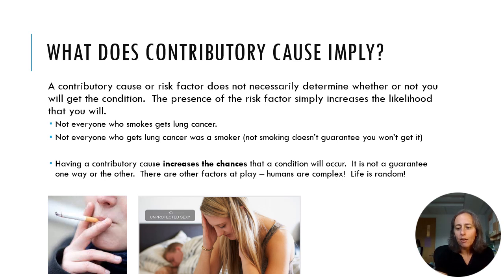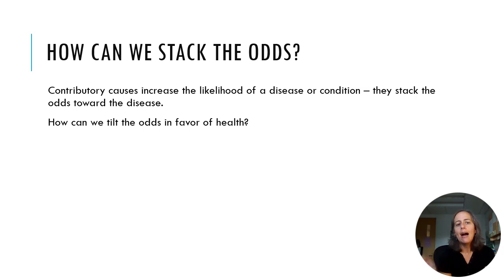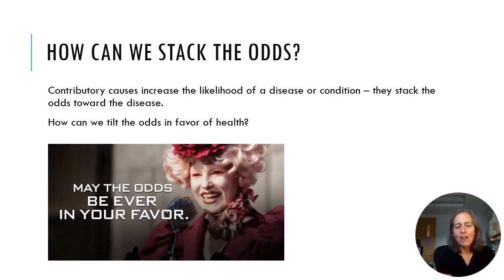So in public health, we want to understand what these contributory causes are, so then we can start to think about how we can stack the odds. If the contributory causes increase the likelihood of a condition, how can we then tilt the odds in favor of health? And so that's what the next section is about, which is figuring out what our recommendations are going to be.